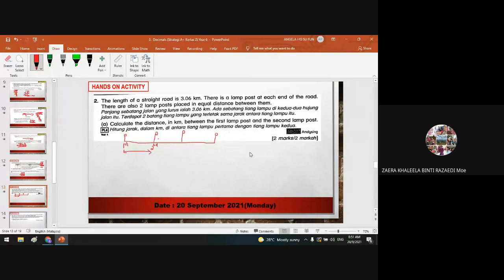1.02 kilometer. Okay, so I just want to ask you, what you're going to do is the total is 3.06 kilometer. Now, you need to divide by how many parts? 1, 2, 3. Although there are 4 lamp posts here, you only divide by 3, because from first to second, second to third, and third to fourth lamp post, there are only 3 parts. So you don't divide by 4, but you divide by 3.